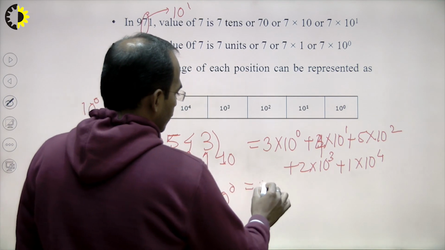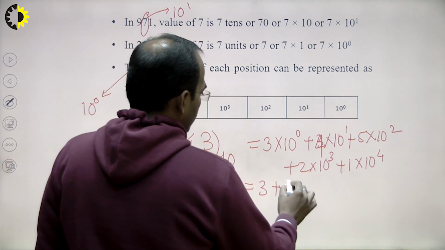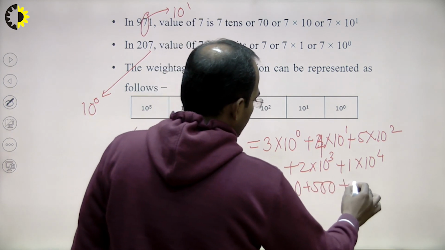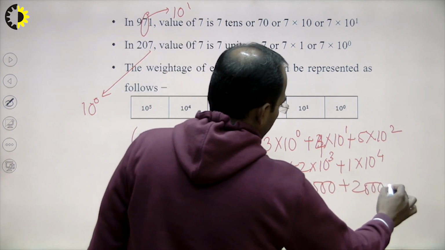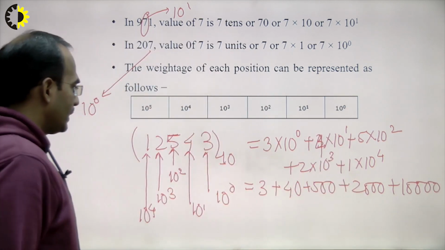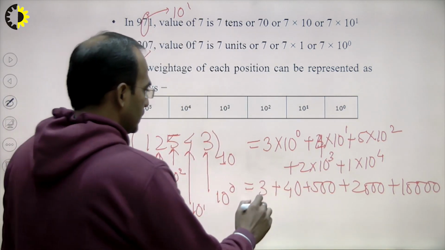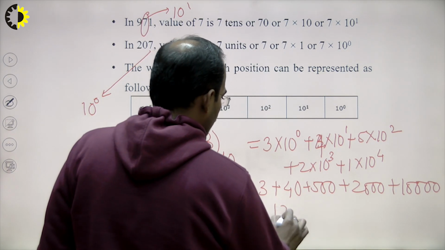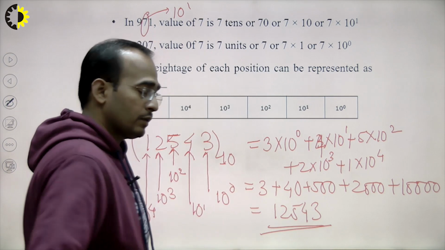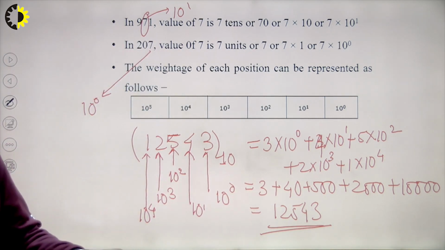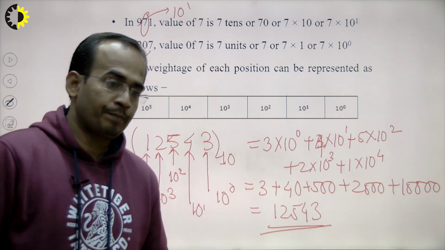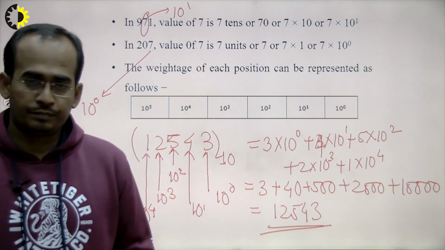So, this is 3 into 10 power 0 is 3, 40, 500, 2000 and 10,000. After adding, you will get the same number. So, if you add these numbers, you will get 1 2 5 4 3. The same will happen in any base, any number system.